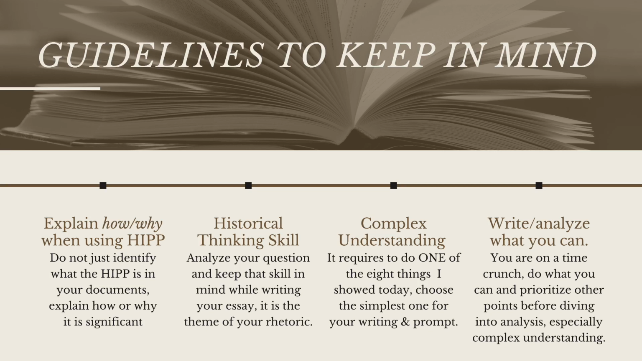Next is complex understanding. Remember, it only requires you to do one of the 8 things I showed today, not all of them. Choose the simplest one for your writing and prompt on the day of. Next, analyze and write what you can. You're on a time crunch, so you have to do what you can. And remember, analysis should be the final points you should be doing, especially complex understanding. It is 1 point. Remember, try to get all the other 5 points for evidence. Prioritize the other points before you start getting to analysis.